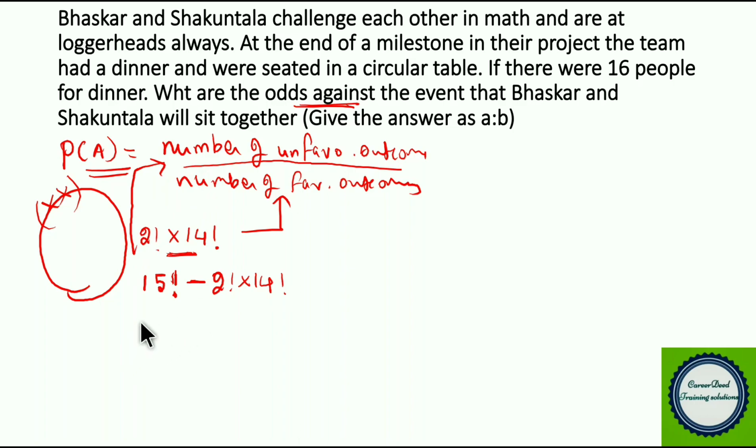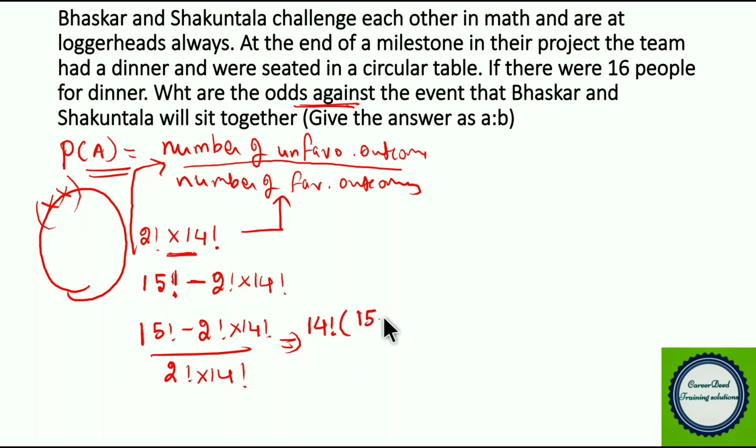Now write it: you get 15 factorial minus 2 factorial into 14 factorial, divided by 2 factorial into 14 factorial. Here 14 factorial is common in everything. So if you take 14 factorial outside, you can write 15 factorial as 15 into 14 factorial. So it is 15 minus 2 factorial, divided by 2 factorial, where you can cancel the 14 factorial. So 2 factorial value is 2, right? So 15 minus 2, you get 13 divided by 2.